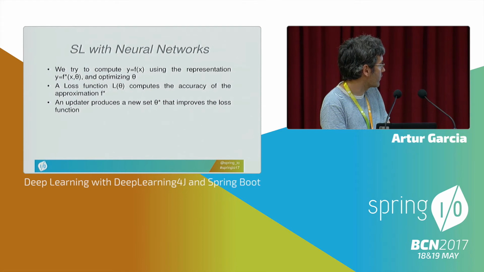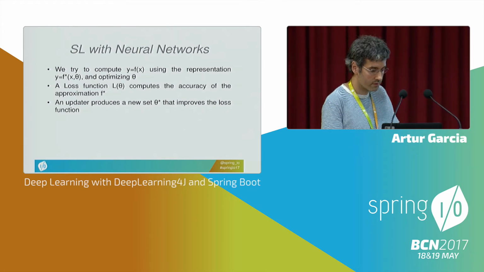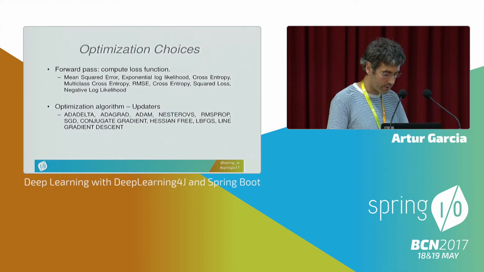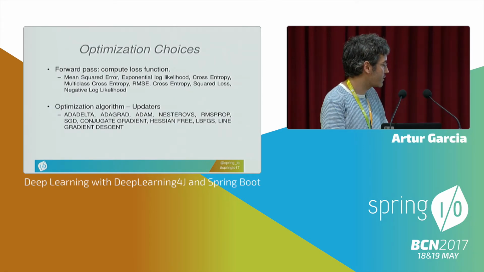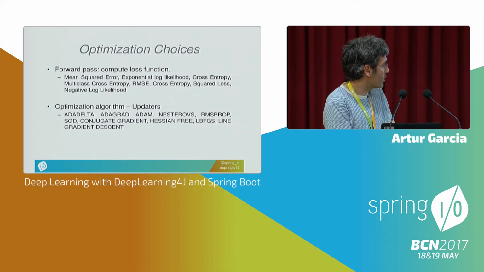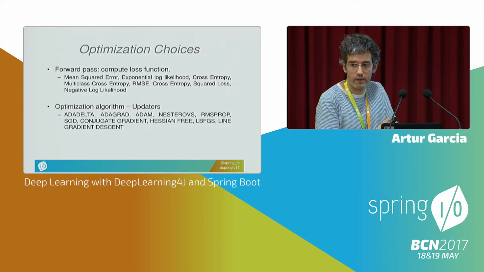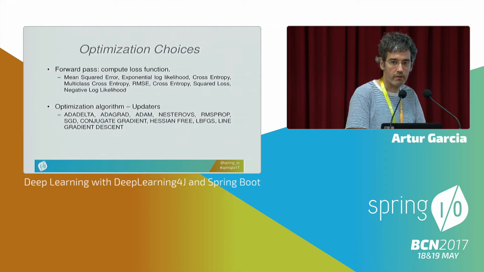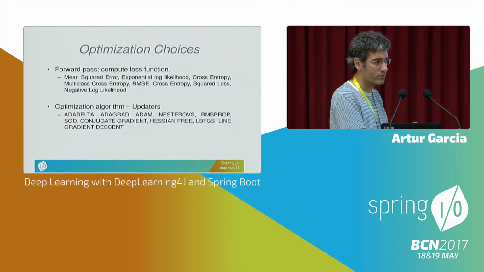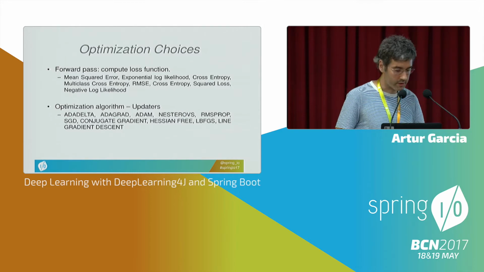Once we know the error we are producing, we can update the weights by means of an updater function. Actually, there are a lot of these functions, and it's nice to have all these libraries that provide a way of changing this easily, because some of these are really problem dependent. Some of these functions will work very well on some problems and will fail completely on others.